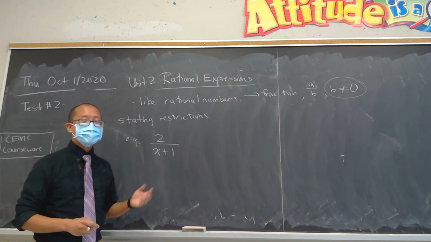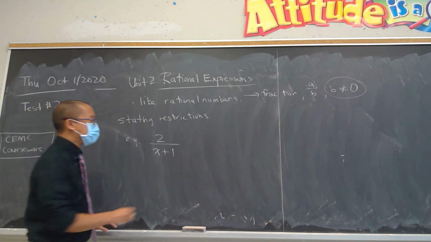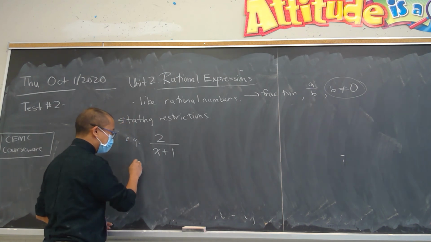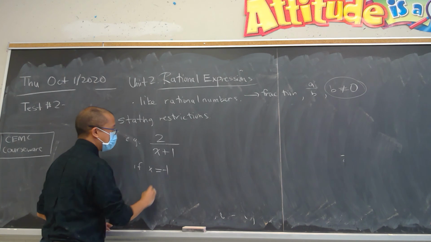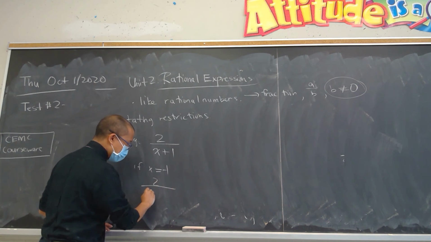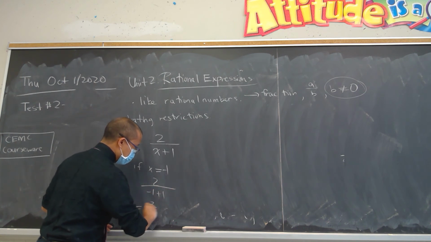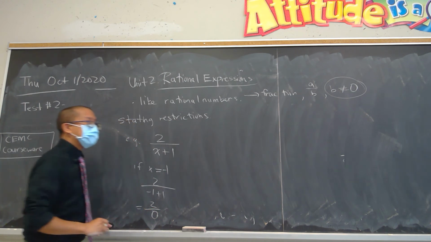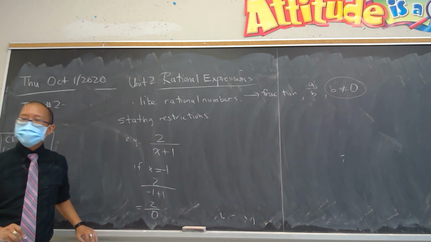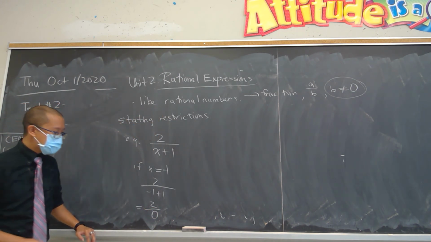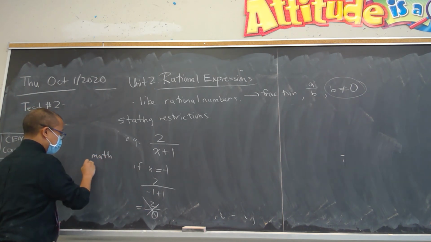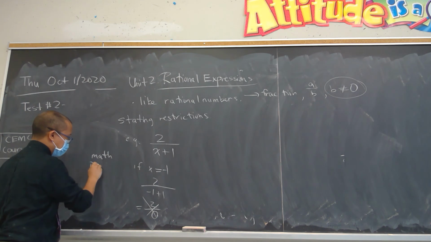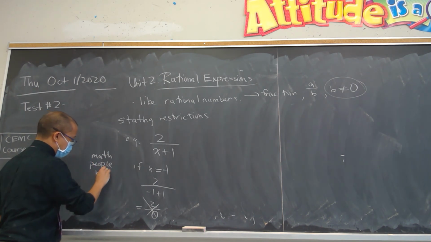Negative 1 is correct. If x was ever negative 1, and let's just break this up, let's be silly. If x was equal to negative 1, then you would get this expression 2 over negative 1 plus 1, which is of course 2 over 0. Which again, by definition, is not a fraction. It's not a rational number. This is bad. Math people hate it.